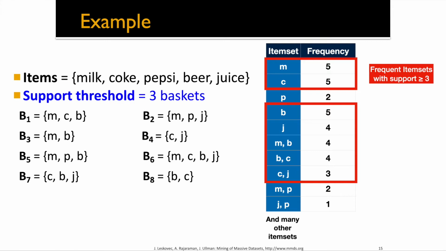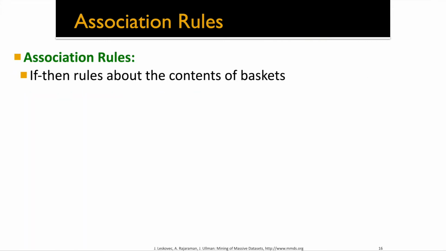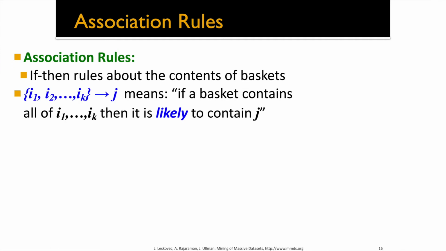So then we can define these association rules, where we basically create these implication rules that if you have this, then odds are you are likely to have this in your basket as well. So that is, if we have some item set that is composed of these k different items, I1, I2, up to Ik, then that implies that we're also probably going to have j in our basket, or j in our item set. So we read this out as, if this basket contains all of these items, then it's also likely to contain j.